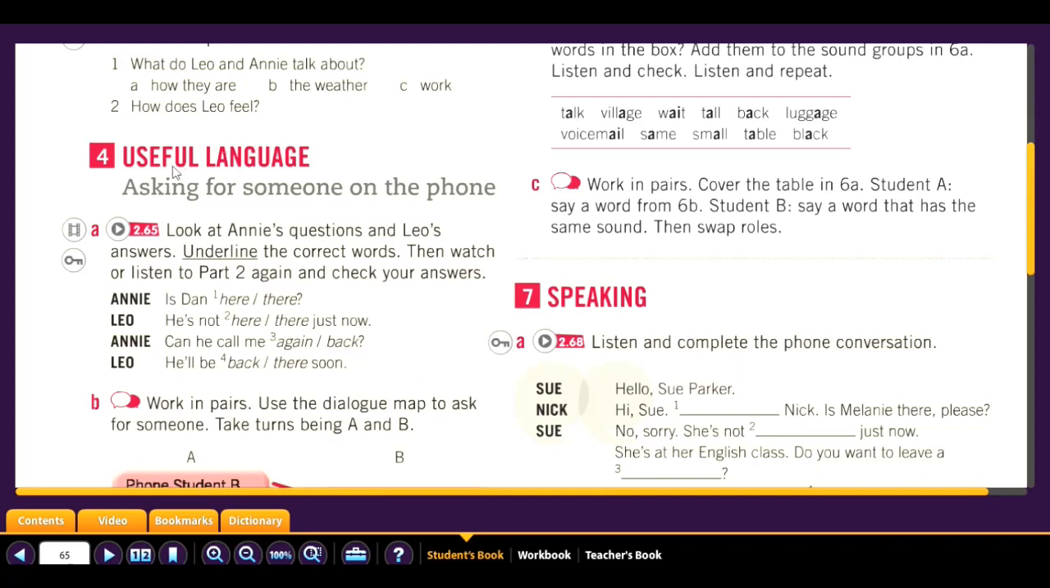Now, useful language. It says asking for someone on the phone. Preguntar por alguien en el teléfono. Asking for someone on the phone. Look at Annie's questions and Leo's answers. Underline the correct words, then watch or listen to part 2 again and check your answers. Isn't here or there? He's not here or there just now. Can he call me again or back? He'll be back or there soon. What are the correct answers?